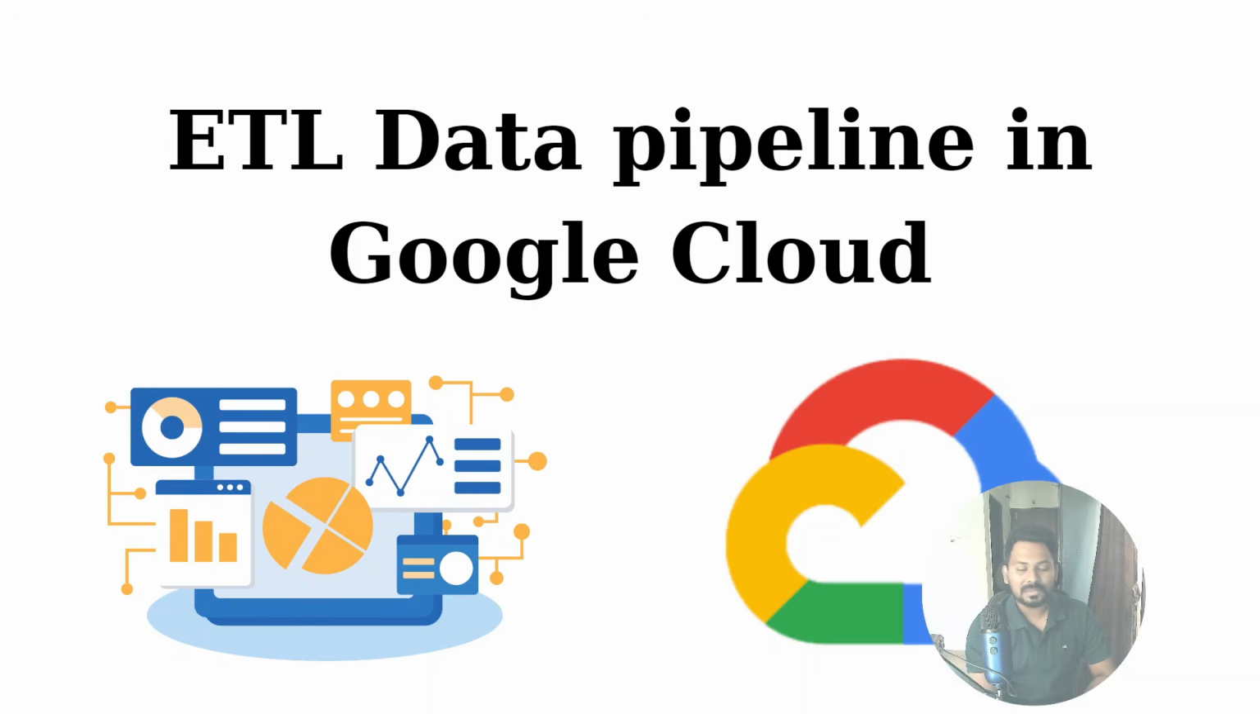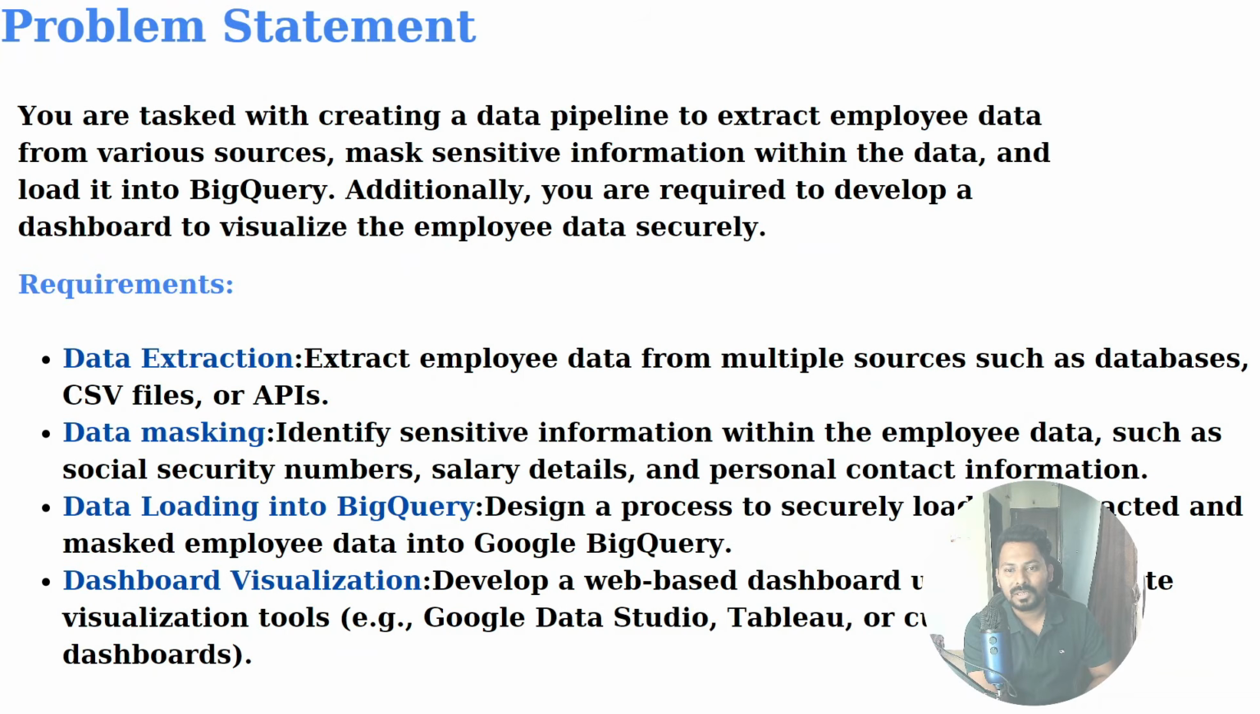So let's first try to understand what the client requirement is, what a usual requirement for this project looks like. This is the problem statement and the requirement for this project. What is the problem statement? You are tasked with creating a data pipeline to extract employee data from various sources, mask sensitive information within the data, and load it into BigQuery. Additionally, you are required to develop a dashboard to visualize the employee data.